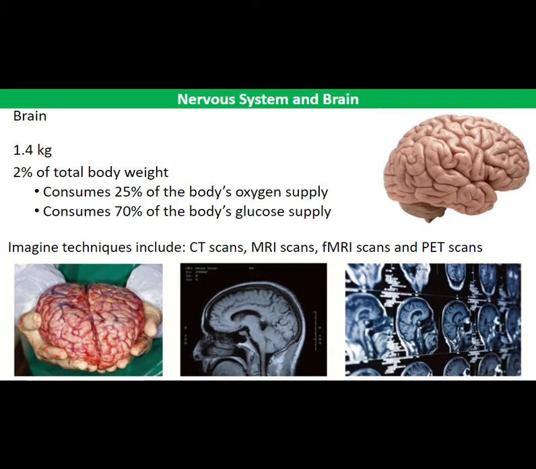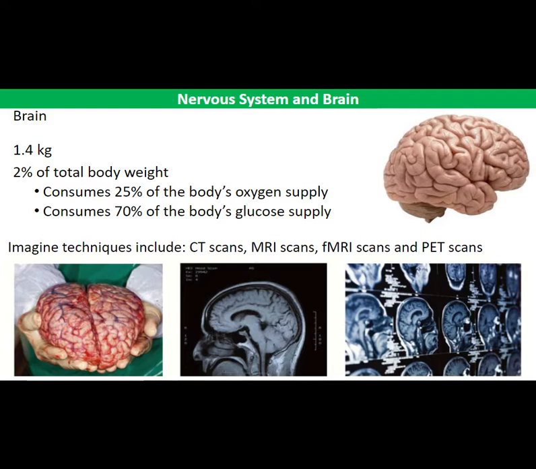The brain acts as the main coordinating center for nervous activity. It receives and interprets information from the sense organs and then transmits information to effectors. We have various different techniques that we can use now to image the brain. On the left-hand side of the slide, you can see a photo of the brain. Images like that can be taken during autopsies.